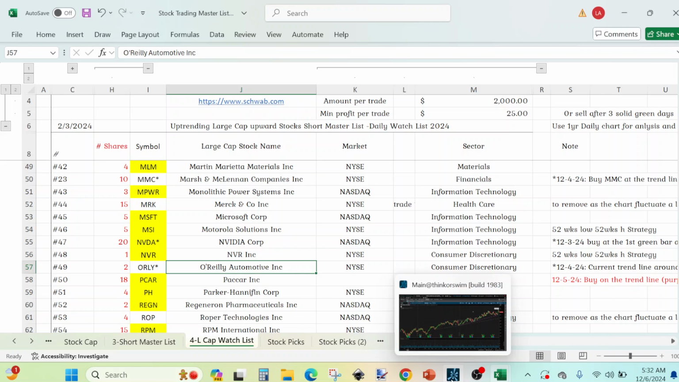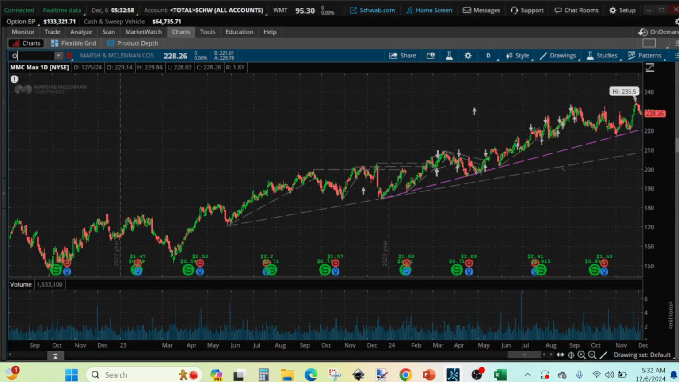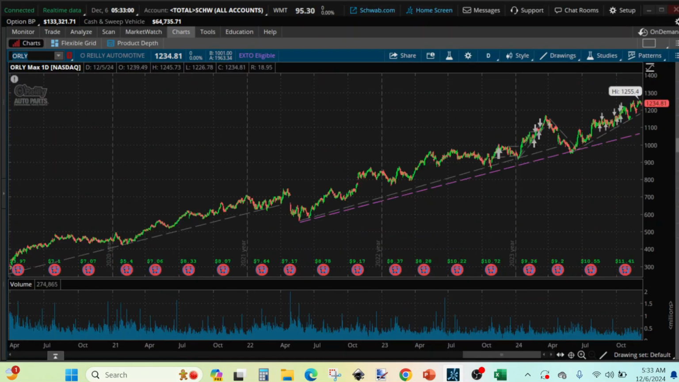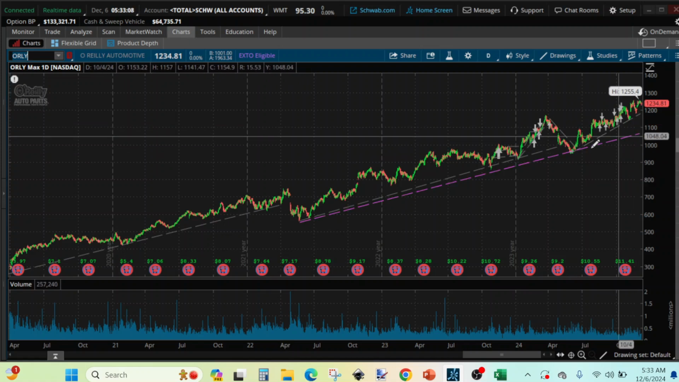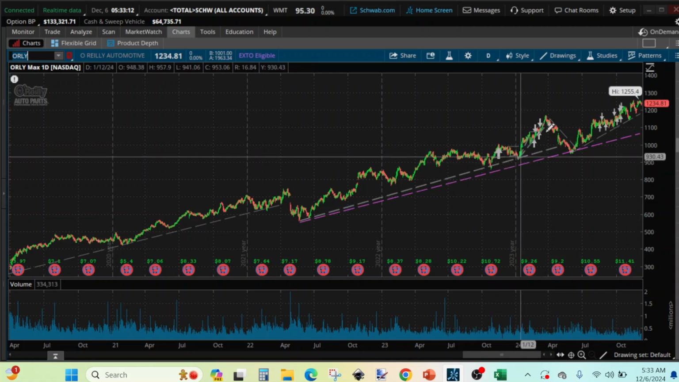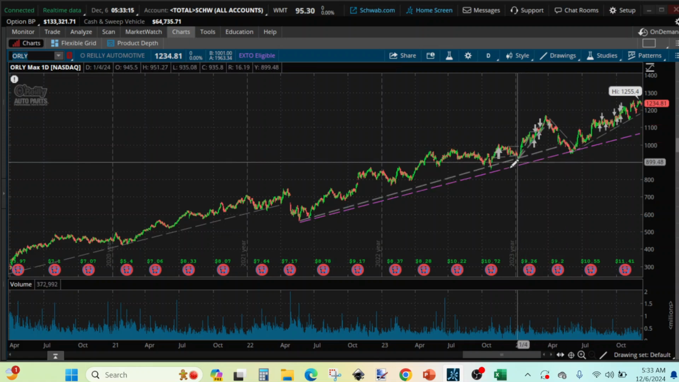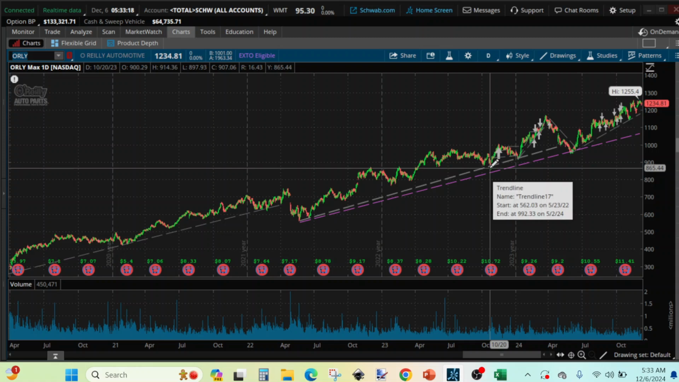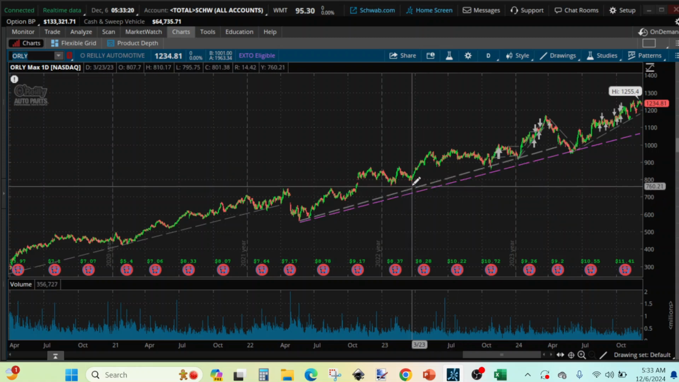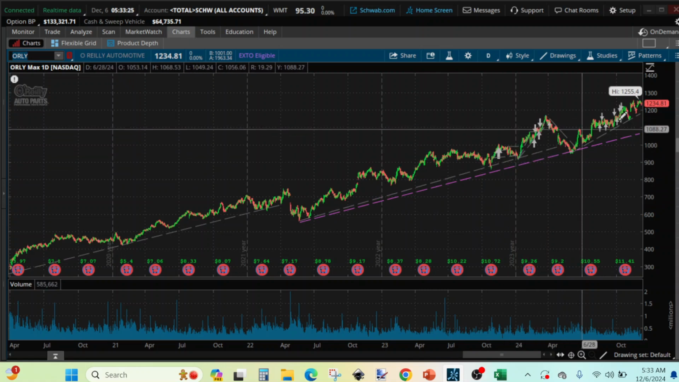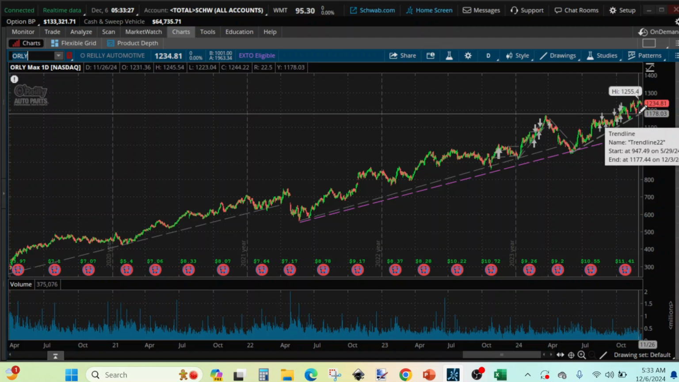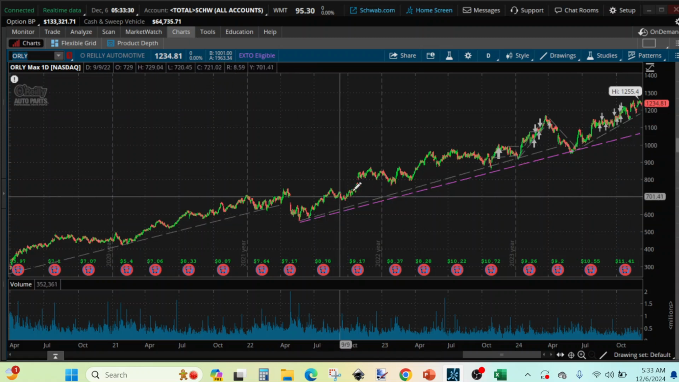ORLY. So ORLY, let's see here. This is the July trend there. This is the beginning of the trend here, and here is October. So I will say from this line, I don't know if it's going to continue. Let's see how it did it.